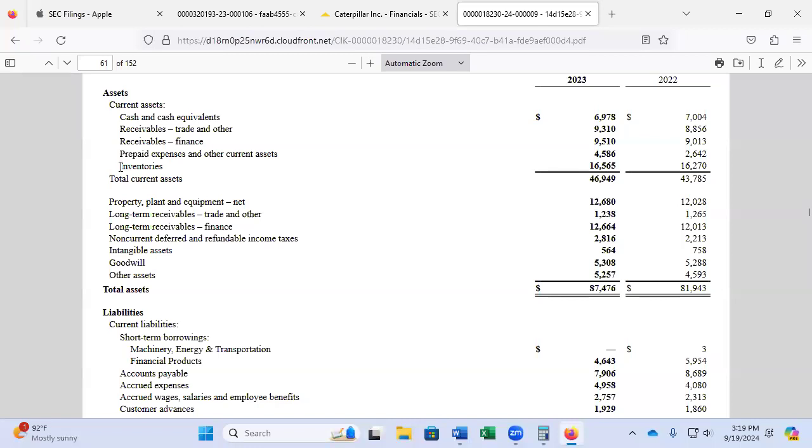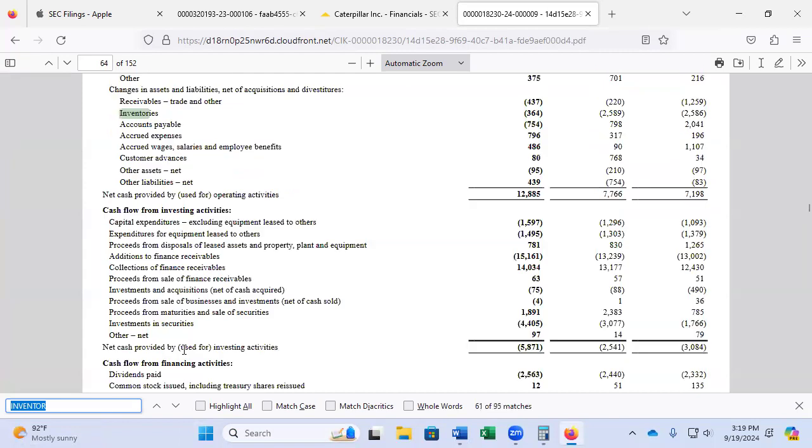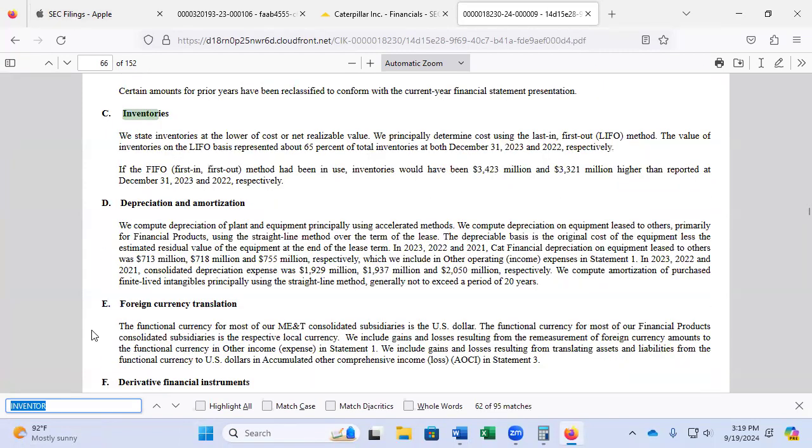So here's our inventories here. 16 billion. Ooh. And then we state them at lower of cost or net realizable value, determine cost using last in, first out. And LIFO represents about 60%, 65% of the total. And when you use LIFO, you have to tell people what it would have been if FIFO was used. So you report that as well.